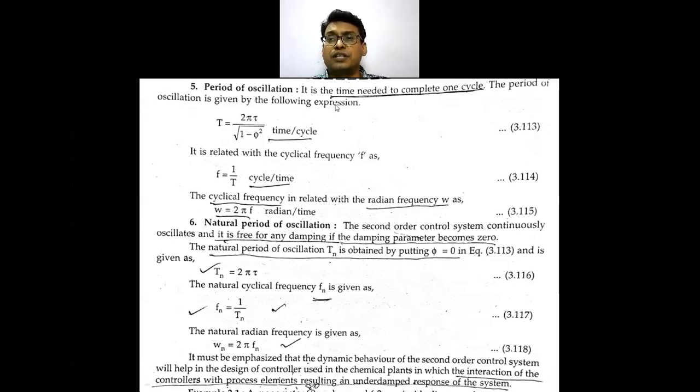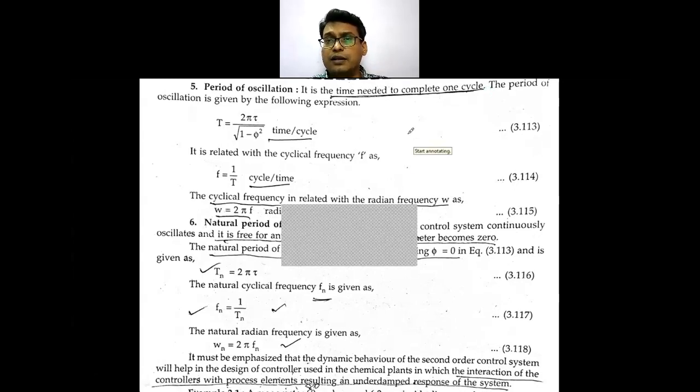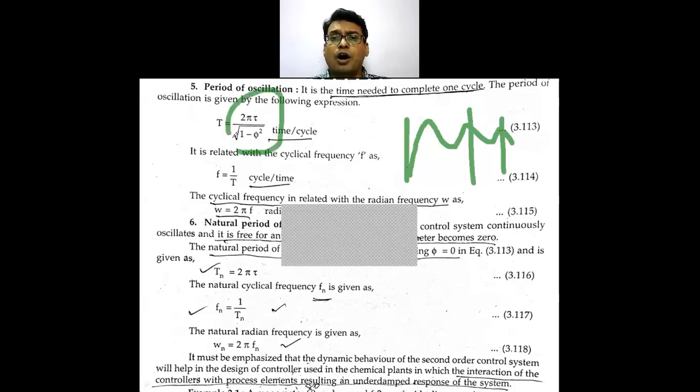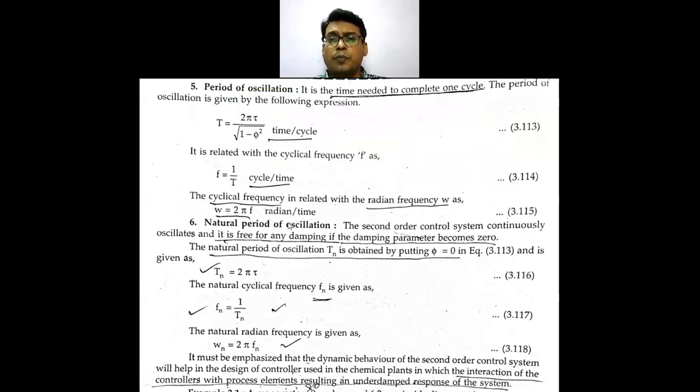It is the time required to complete one cycle, that is the period of oscillation, which is equal to 2 pi tau upon root of 1 minus phi square, the time per cycle, where f is your cyclic frequency, which is 1 upon the period, and the cyclic frequency is related to the radian frequency w as w equal to 2 pi f.